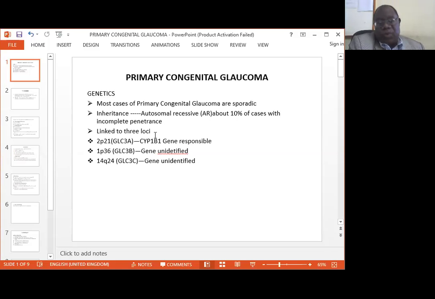It's linked to 3 loci. When we say linked to 3 loci, these are the points on the genes where they find that the genetics is not correct, which leads to congenital glaucoma. So when they say linked to this, it is these points which they suspect to be wrong, which ultimately leads to congenital glaucoma.